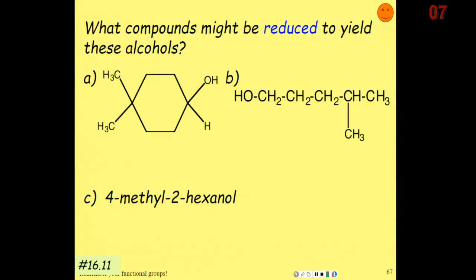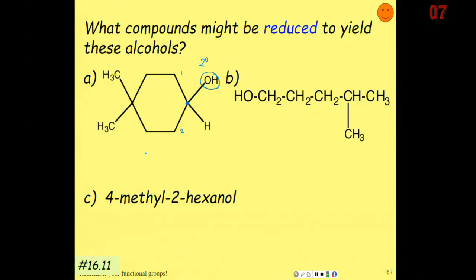Whoa, you have to think about this. If you can do oxidation reduction, you can do them backwards and forwards. And it's a good challenge. So what compound might be reduced to give these corresponding alcohols? Compound A has an alcohol, and we have to decide what type of alcohol it is. Is it primary or secondary or tertiary? Well, if you look at this carbon, it's attached to 2 other carbons, so that makes this a secondary alcohol.